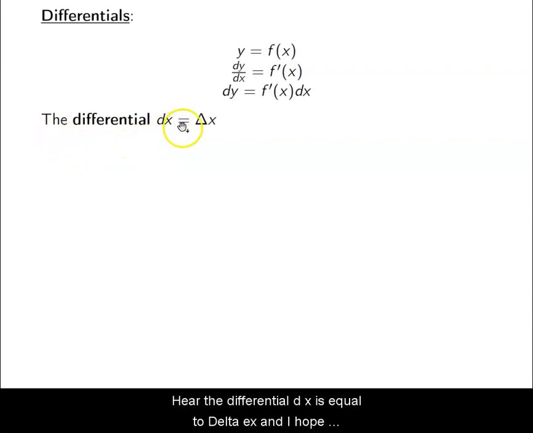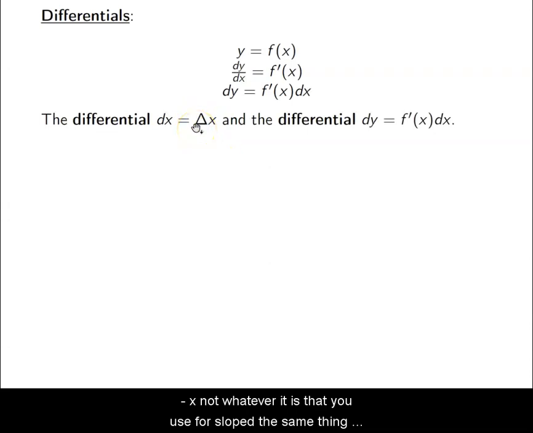So here the differential dx is equal to delta x. And I hope you remember what delta x is. Delta x is just the change in x, right? It's the difference from one value to the next. We generally say that this is very, very small. You've seen this for slope, right? Delta y over delta x. It's x2 minus x1, or x1 minus x0, whatever it is that you use for slope. It's the same thing, right? It's your change in x, okay?